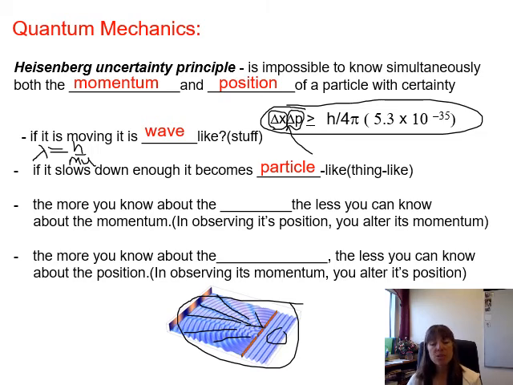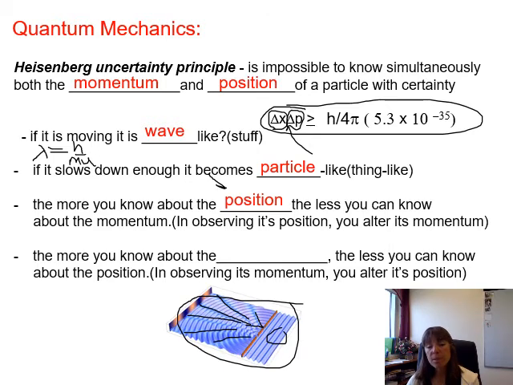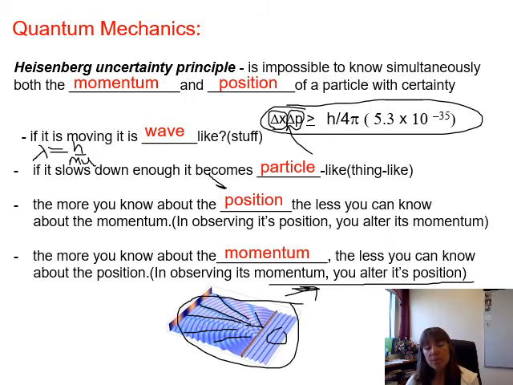I think I have a couple more GIFs here to show you that might be helpful. The more you know about the position of something, the less you can know about its momentum, because in observing its position, you alter its momentum. It's like you have to almost take a picture. You're like, look, I took a picture. There it is. Okay, but now I don't really know anything about its speed or its momentum. And that's what this is saying. The more you know about the momentum, the less you can know about the position. See, it's like vice versa. So in observing its momentum, you alter its position, almost because you have to hit it with something. You have to hit it with a photon of light or something to observe it. And in so doing, you alter its position.